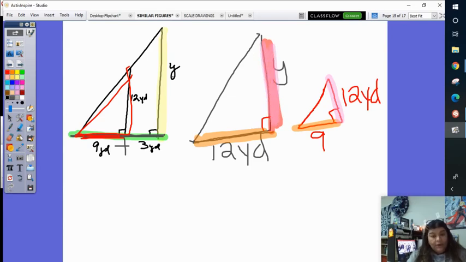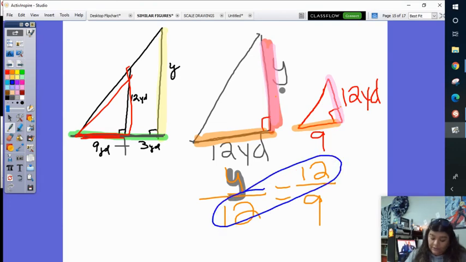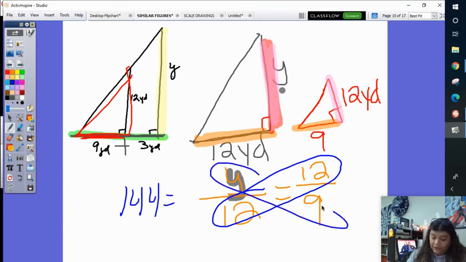Okay, so let's set up our proportion here. All right, so let's set it up. I have Y here for the big guy over 12. And then who corresponds with Y? I have it here. He is 12. And 12 belongs with a 9 right there. Okay. Now we're going to cross multiply. 12 times 12 is 144. And then we go the other direction. That's 9y. We're going to divide both sides by 9.